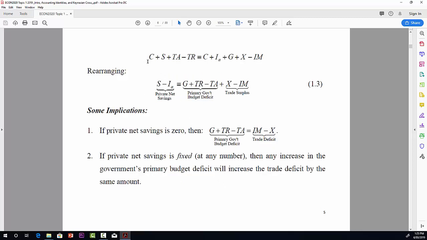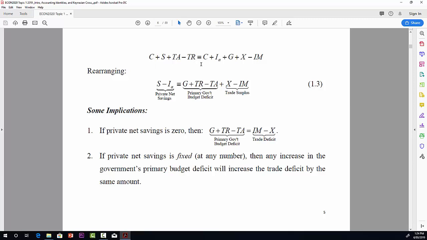Here we go. At the top, Y is equal to C plus S plus taxes minus transfers. So that's the income side of the identity. And on the right-hand side, the expenditure side is equal to C plus IA plus G plus X minus IM. Okay, now if we look at this equation for a moment, we can see that we've got C on both sides, which will just cancel out.